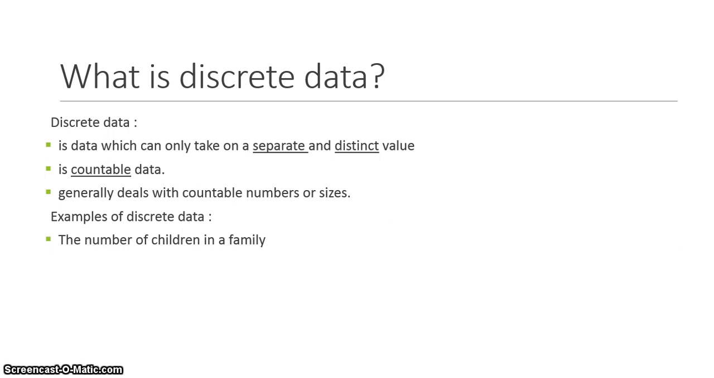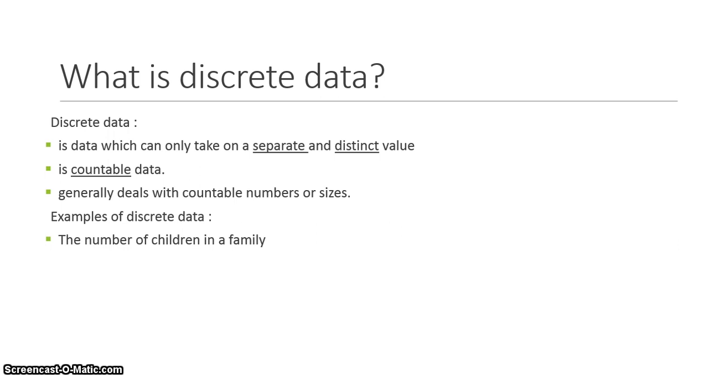Also, when I talk about the number of children in a family, the values I could come up with are separate and distinct values. There could be 1 child, or 2 children, or 3 children, or 4 children. But the number of children in the family can only take on those separate and distinct values. I can't have 4.5 children in a family, or 4.1 children in a family. It either has to be 4 children or 5 children, and nothing in between.